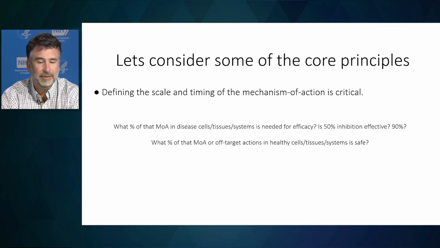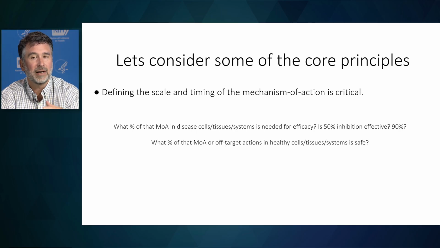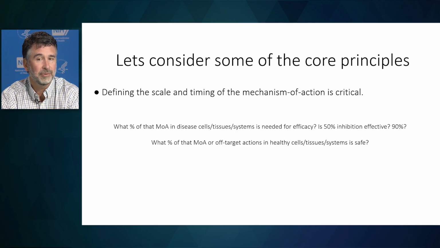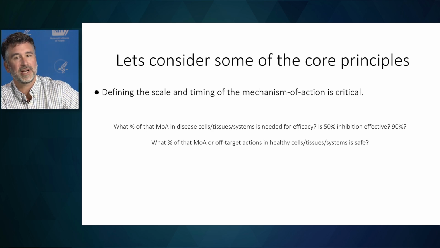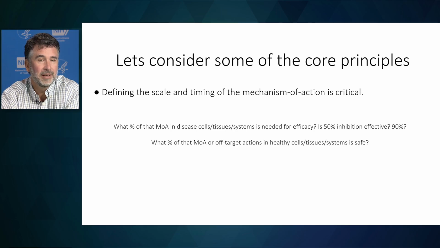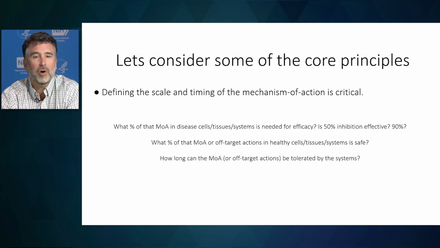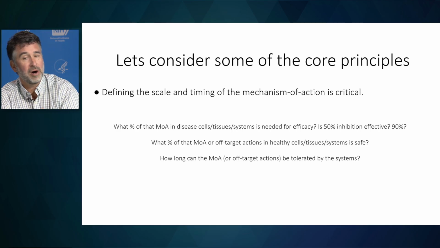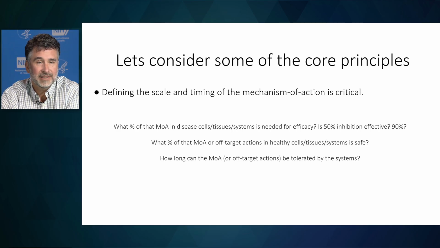Not only that, we need to know about the level of effect on these off-target actions that define whether or not this drug is going to be safe for the human being. So again, 50% inhibition. Could we tolerate a certain amount of inhibition of the hERG channel? Perhaps, but these are the questions that the teams that are developing a drug need to ask themselves. How long can the mechanism of action or the off-target actions be tolerated in the system, and how long does it need to be in place for it to be efficacious?